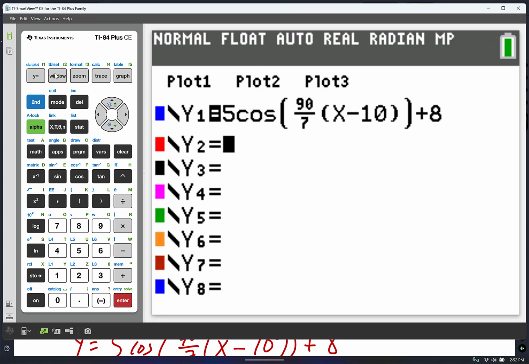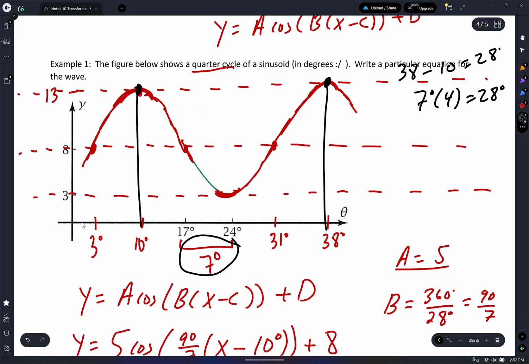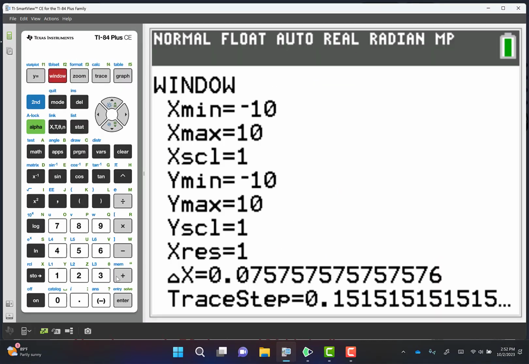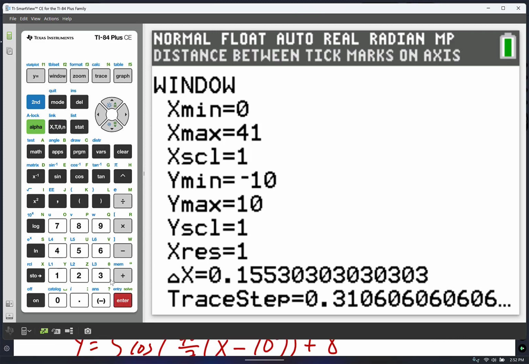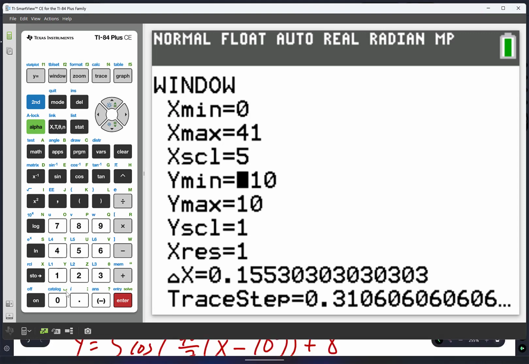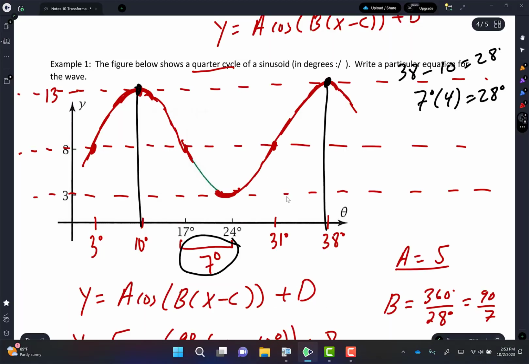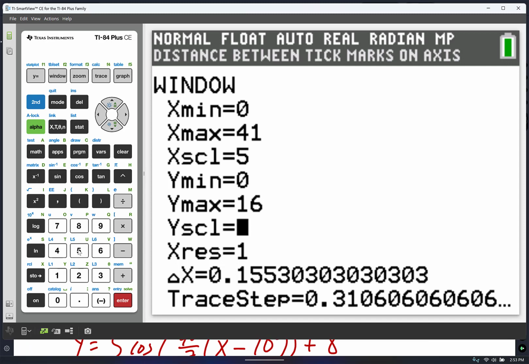Now I'm going to click on window. Here's what I want. I want to go a little bit to the left of 3, so I'm going to go to 0. X max, I want to go a little bit to the right of 38, so I'm going to go to 40 or 41. And then X scale, doesn't matter on that one. I'm going to go by 5s. Y min, the lowest I go is 3, so I'm going to go a little below that, so I'm going to say 0. And then Y max, I want to go a little higher than 13, so I'm going to say 16. And then Y scale, let's go by 5. That one doesn't matter. Push graph.